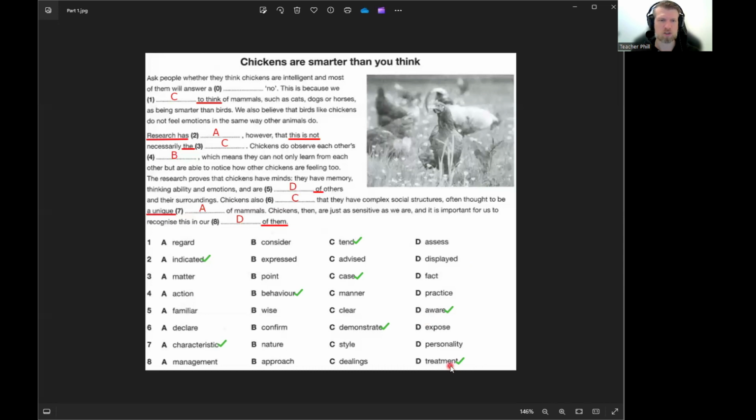And then last but not least, I chose treatment for 8. To recognize this in our treatment of them. I guess with dealings, we would say dealings with them, approach to them. And we could say management of them, but we do not manage chickens, right? We treat them in a certain way, unfortunately, in a very bad way most of the time. In these mass animal farms. So I would say treatment is correct here.